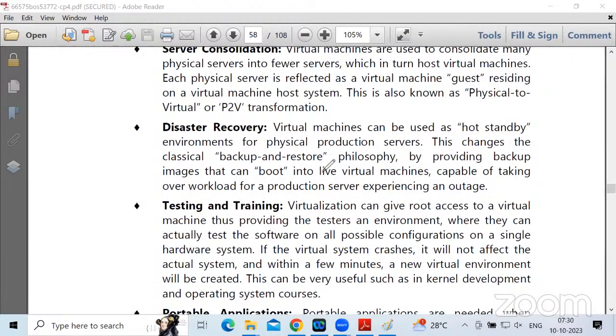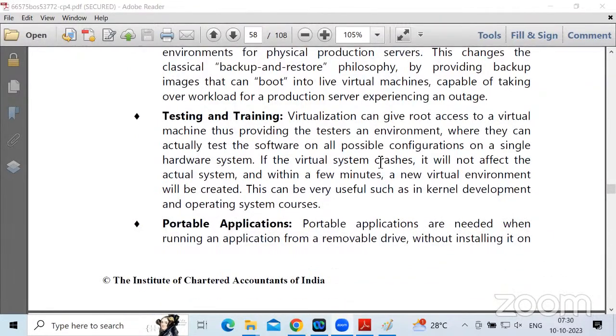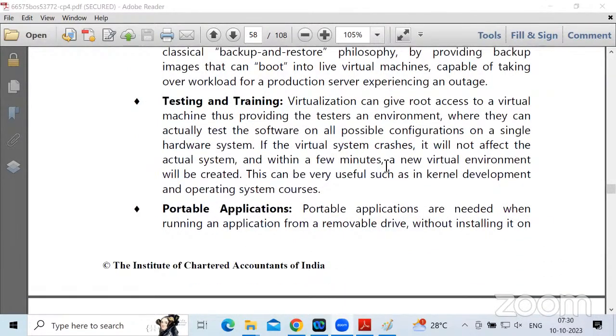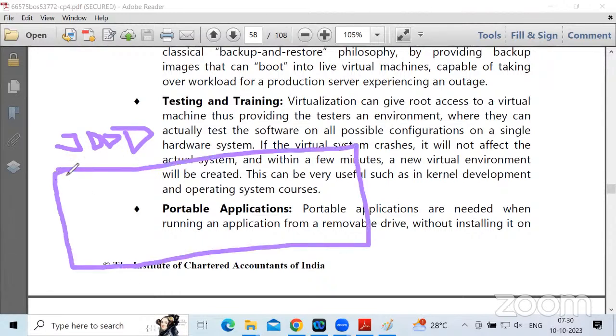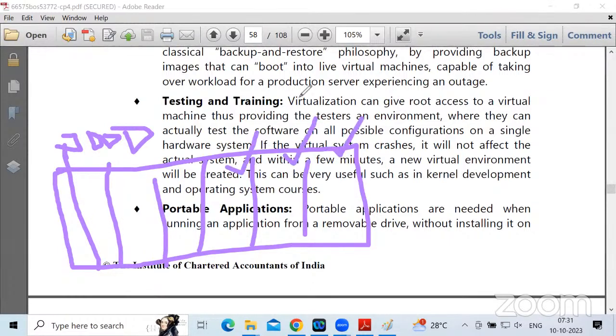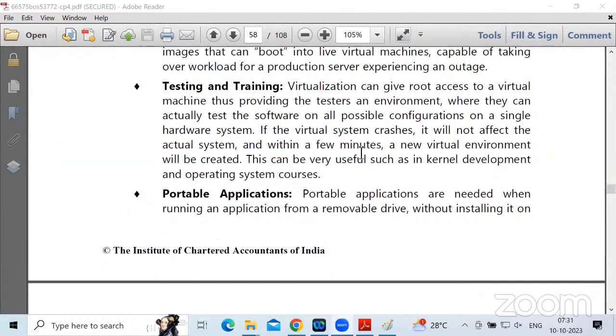Third one is testing and training. What do you mean by testing and training? For testing and training purposes, you need various computers simultaneously. Say for example, you want to have 100 computers for testing purposes. 1, 2, 3, 4, 5, like that, 100 computers are needed. It is normally not possible to purchase 100 computers for testing purposes. So what they do is, let's say this is a computer. This will be partitioned into 100, 1, 2, 3, 4, 5, like that, 100, and it will be tested either simultaneously or individually. So that is testing and training.